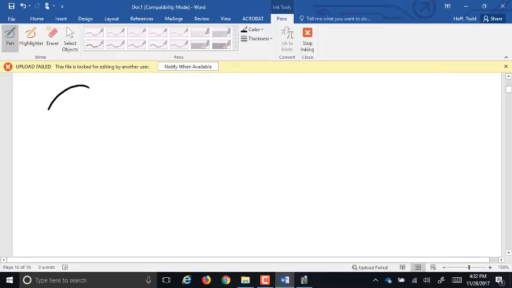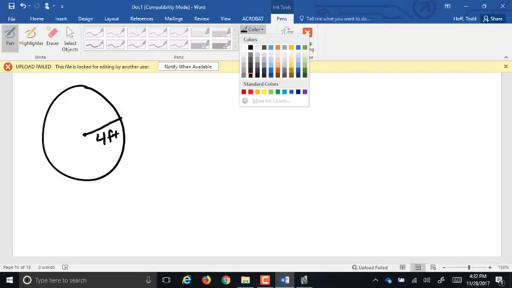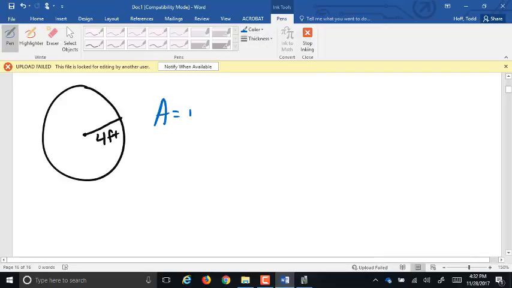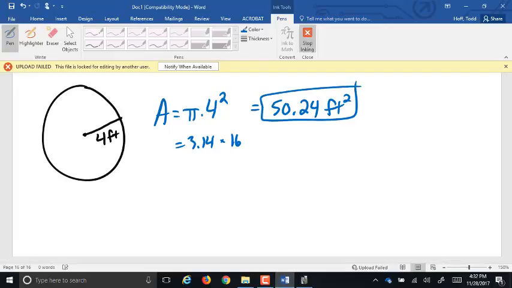Okay, so if I have a circle that has a radius of 4 feet, to find its area, it's going to be pi times 4 squared. So it's pi times 16. If I think of that as 3.14 times 4 squared, or times 16, that comes out to be 50.24. Now the distance on the 4 was feet, so it's feet squared. Is that area, square feet.